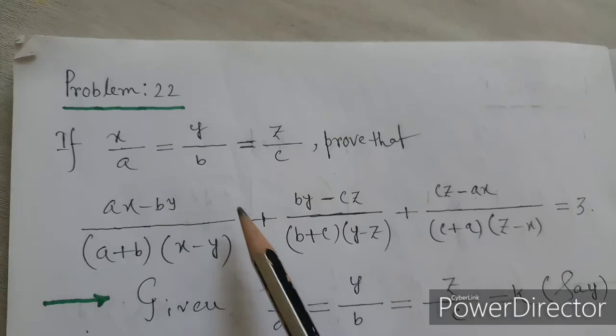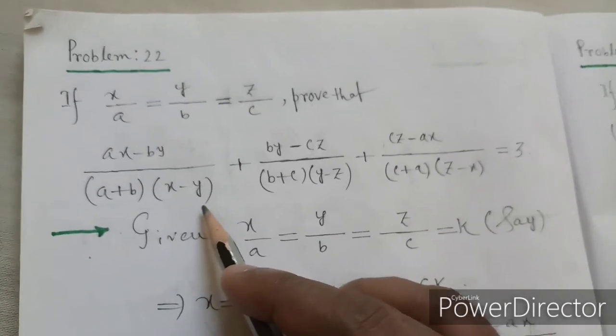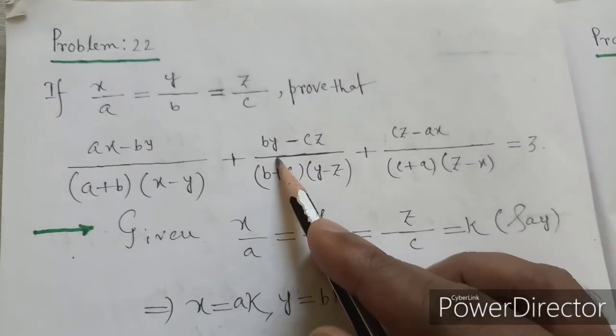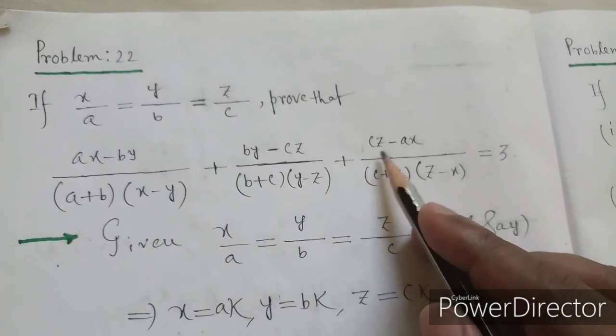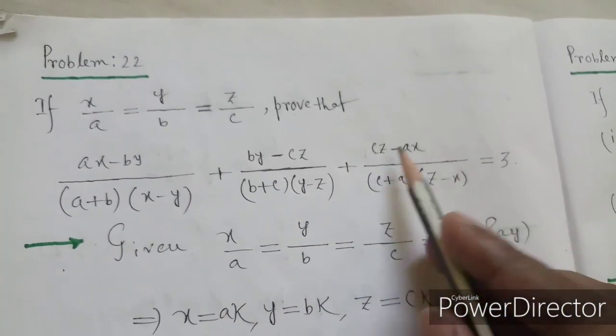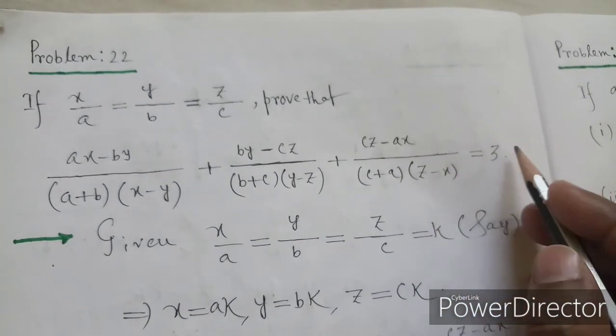So now problem number 22: if x/a = y/b = z/c, then prove that (x − by/a)/(a + b) ... (x − y)/(a + b) plus (y − z)/(b + c) plus (cz − ax)/(c + a) into (z − x), that is equal to 3.